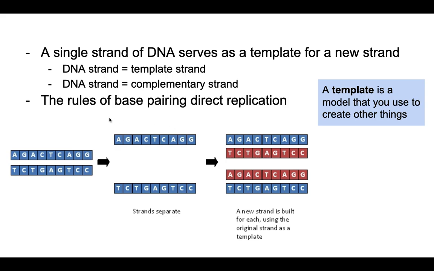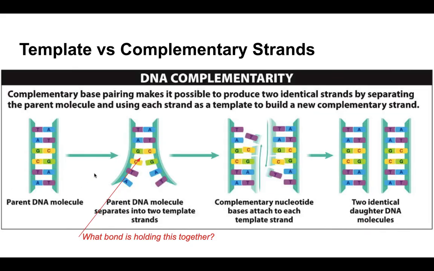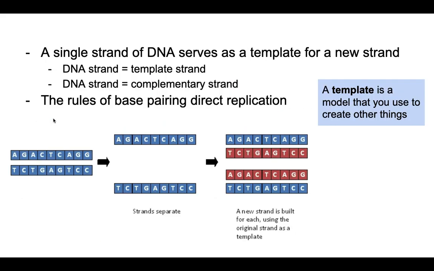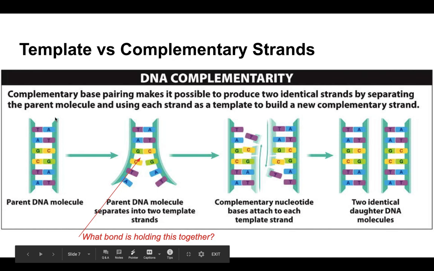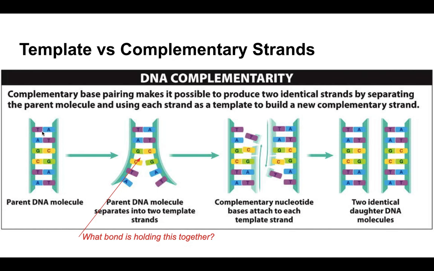Now remember how I said that because it's a double helix, the original DNA strand has to separate? It's going to look something like this. This is showing you the exact same process from a different angle. Again, this is the original DNA strand that came from the parental cell, and you'll notice that the base pairs are held together in the center. Now, what bond is holding these bases together?